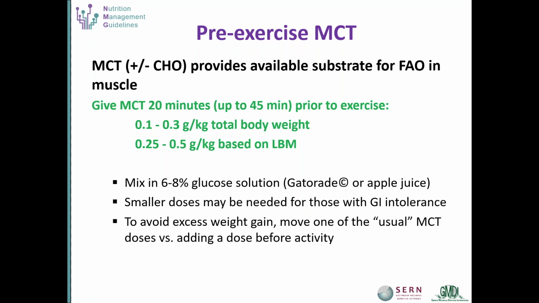These are the doses that are recommended. So for total body weight, 0.1 to 0.3 grams per kilogram. It's recommended to mix this in a glucose solution, so juice, Gatorade, or similar. Smaller doses may be needed for those with GI intolerance.